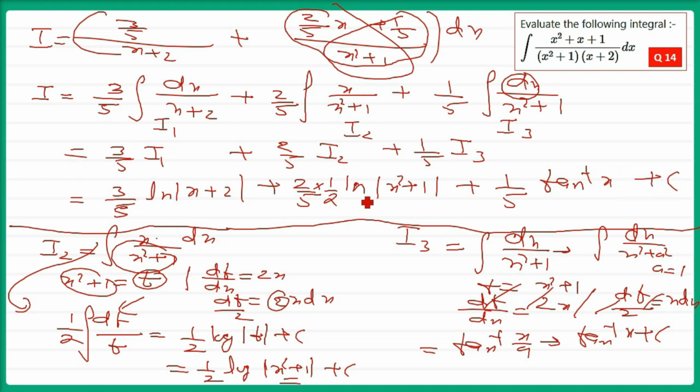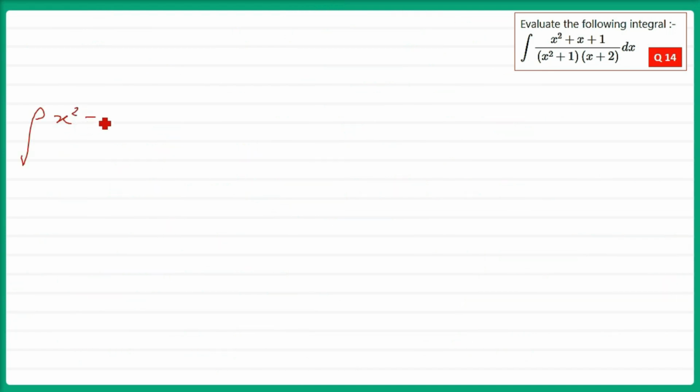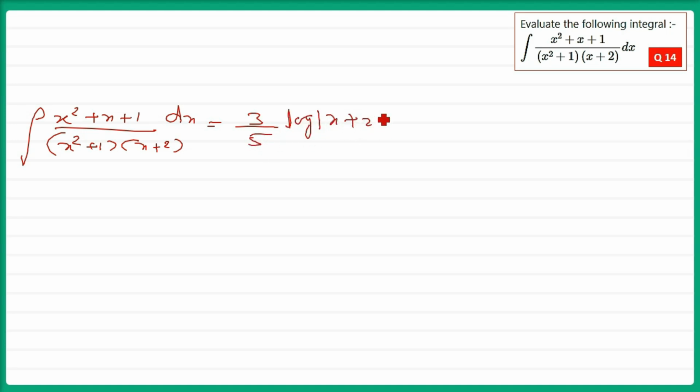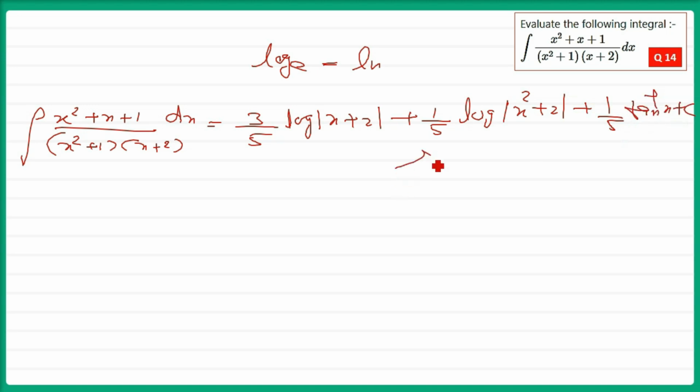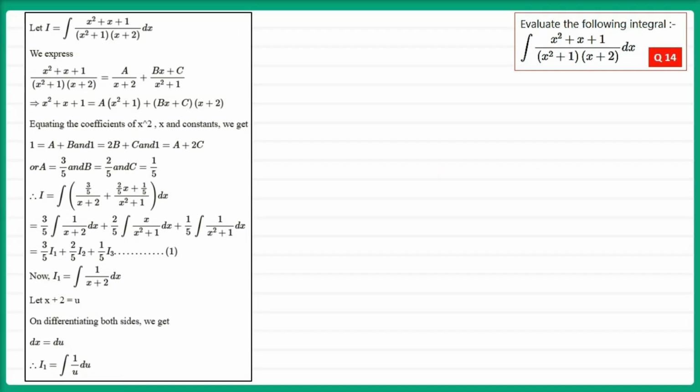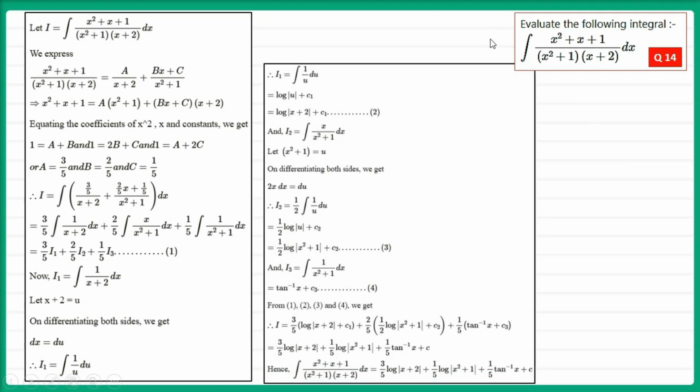So the formal result or the final result will be, after cancellation of this 2 and 2 in the middle term, let me write it formally. So this integration of x square plus x plus 1 divided by x square plus 1 into x plus 2 has become 3 divided by 5 log modulus of x plus 2. Now log base e it is, so you can always write ln in this case. So it will be 1 by 5, the 2 got cancelled if you remember, log modulus of x square plus 1, and then 1 by 5 tan inverse x. So this slight change here, it is x square plus 1.